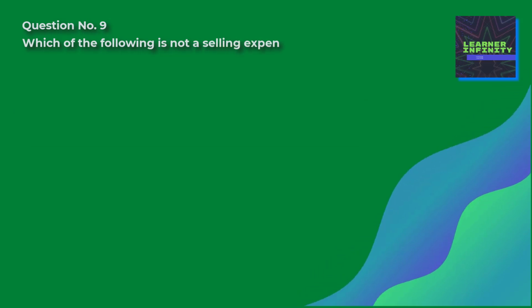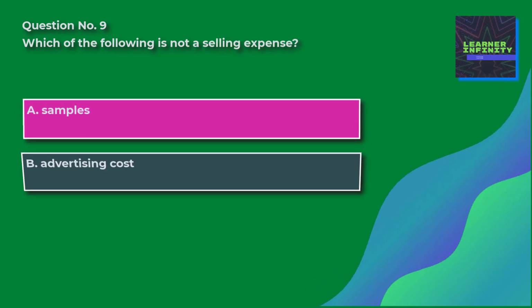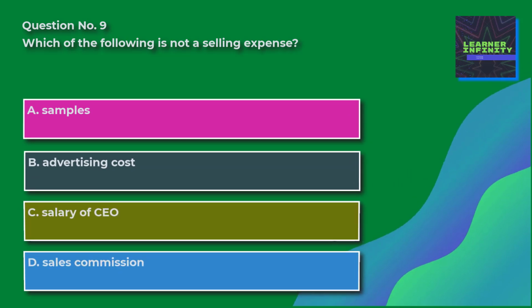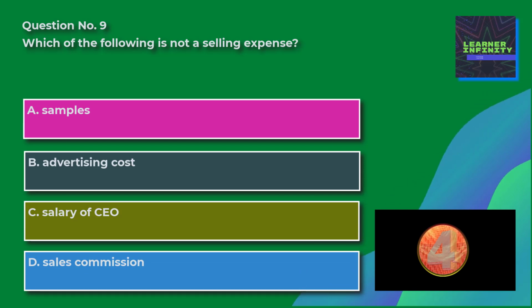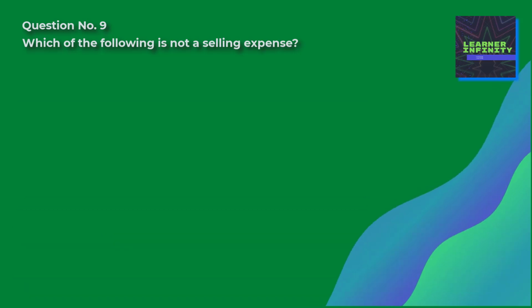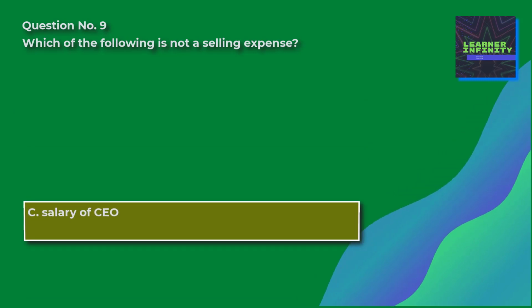Here's the next question. Choices are A, B, C, D. Timer starts now. Time's up. The correct answer is C.